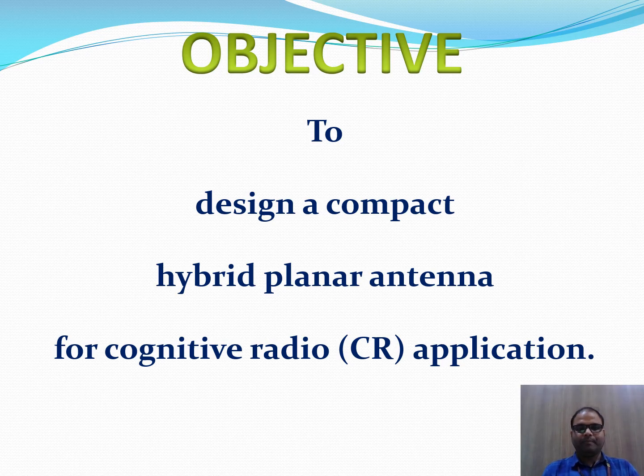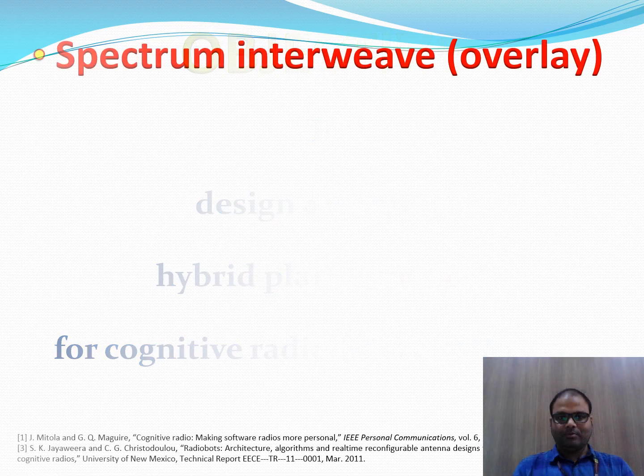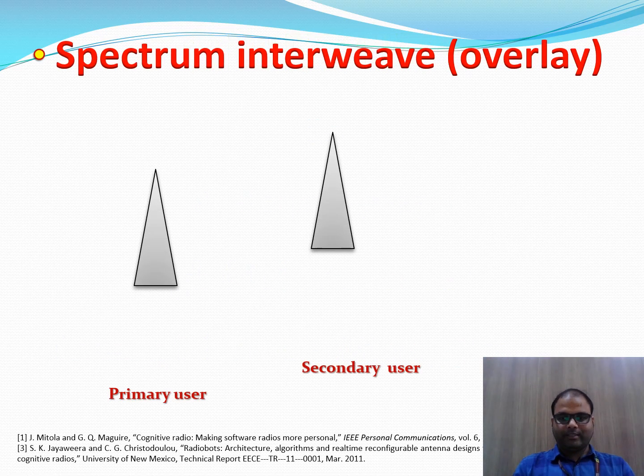The objective of this topic is to design a compact hybrid planar antenna for cognitive radio application. So we have to make a planar antenna, and it is applied for the cognitive radio. Before we get to know about the cognitive radio, there are different types of cognitive radios. One is known as spectrum interweave, which is the one mostly used nowadays, and it is also known as overlay radio.